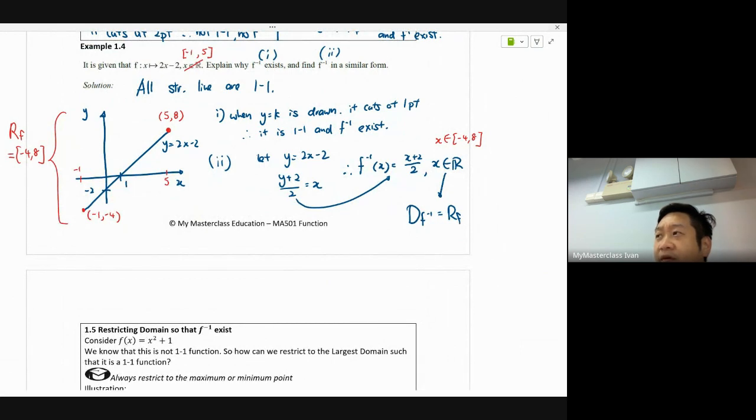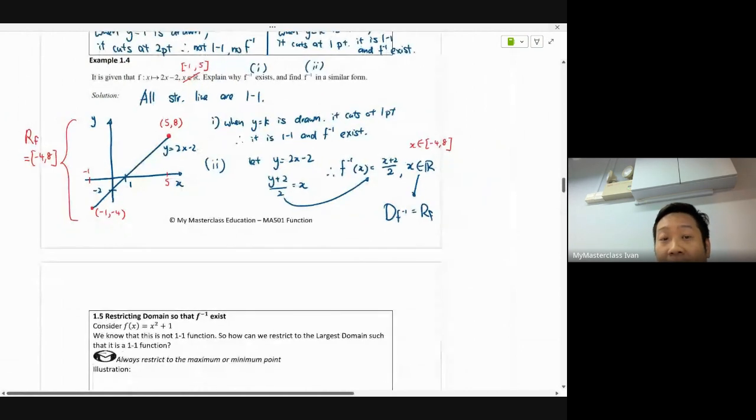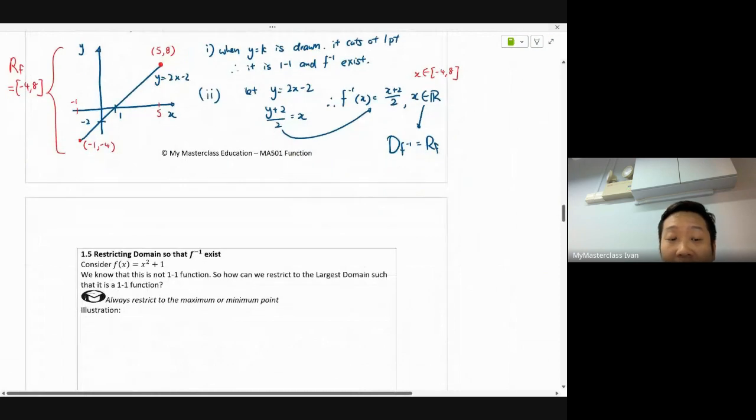The next one is a function. The domain of f inverse always depends on whatever is the range of f. Understand? And then the next part.